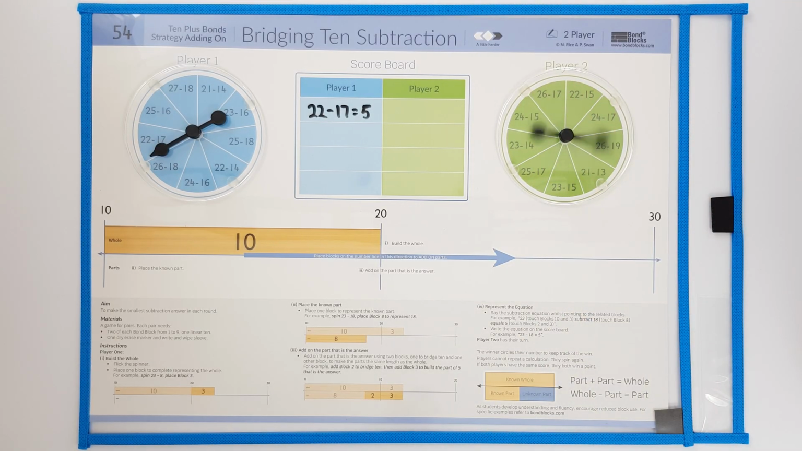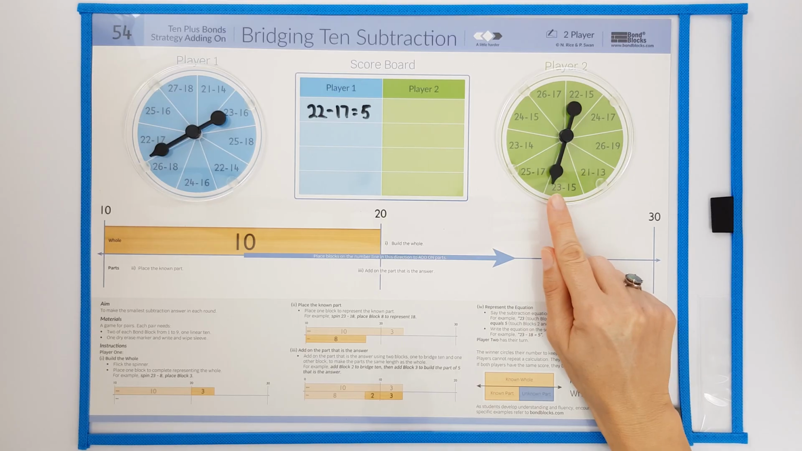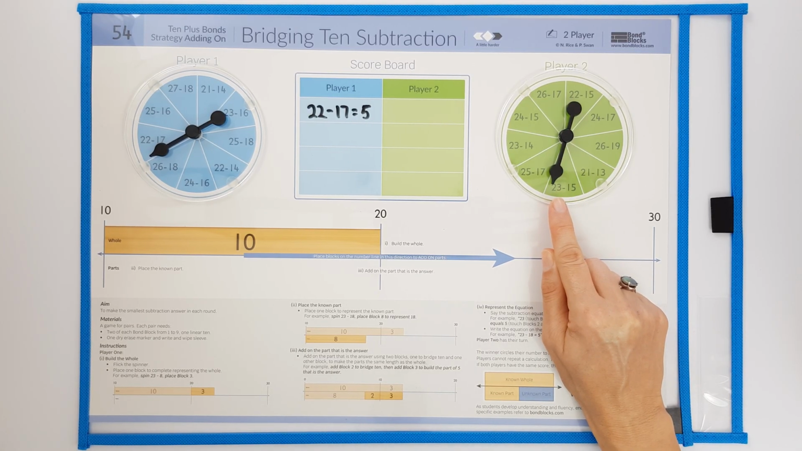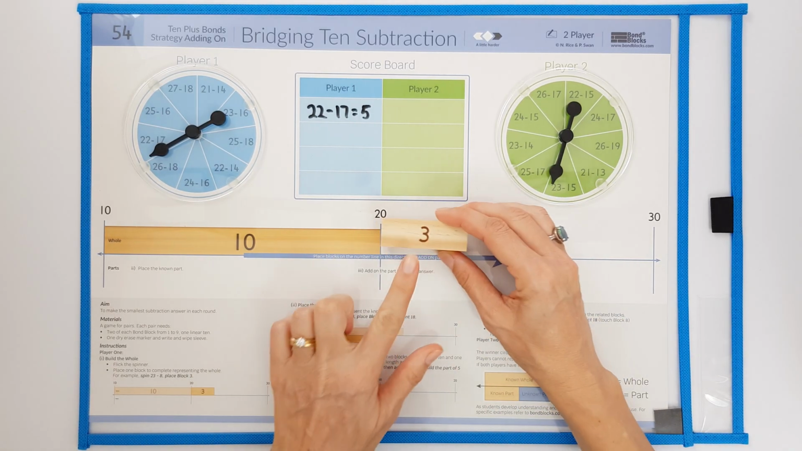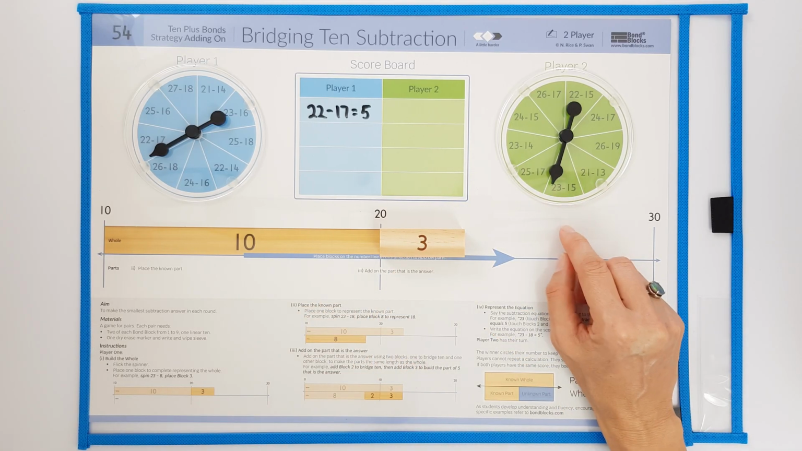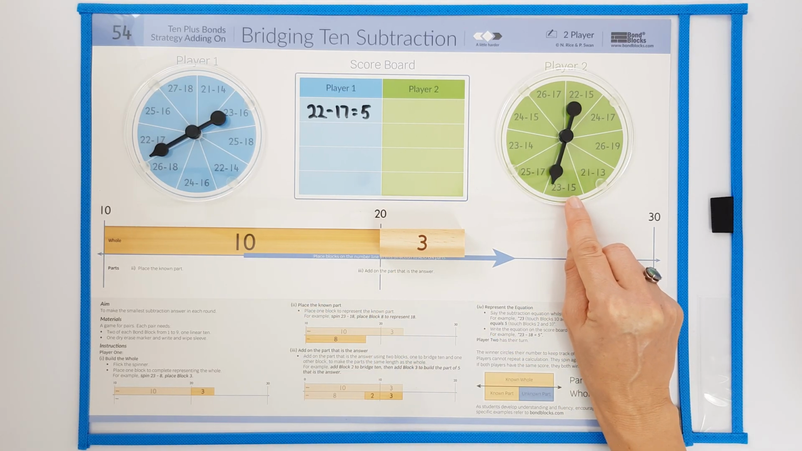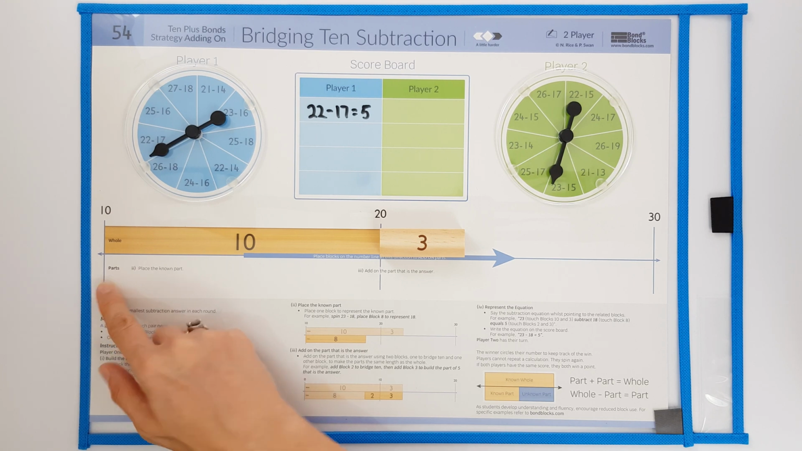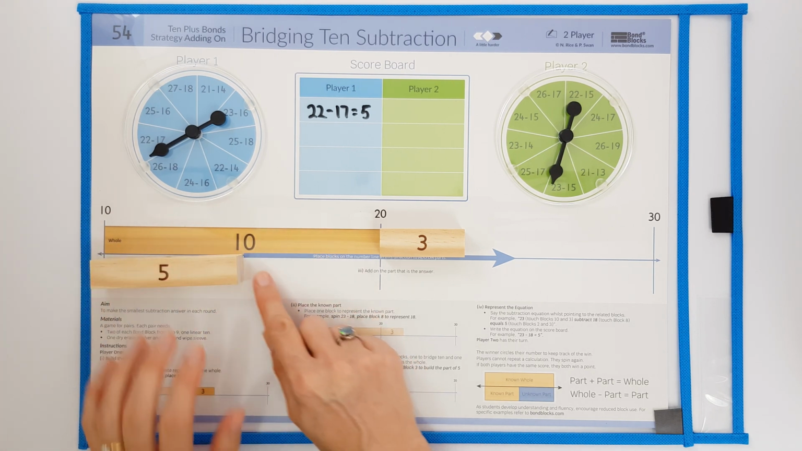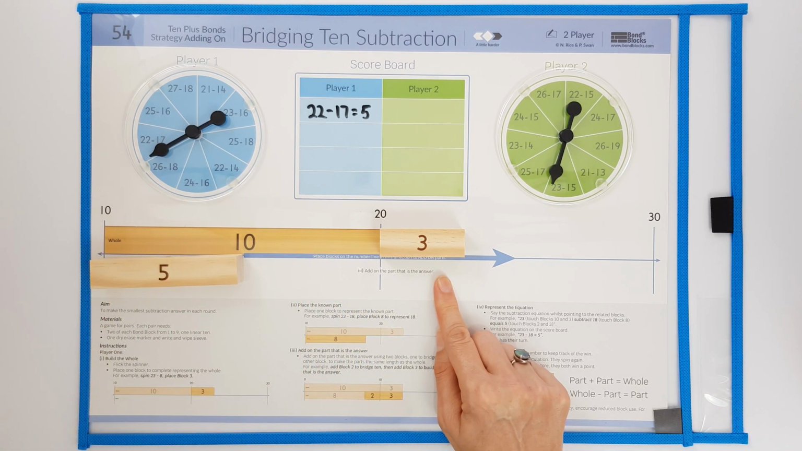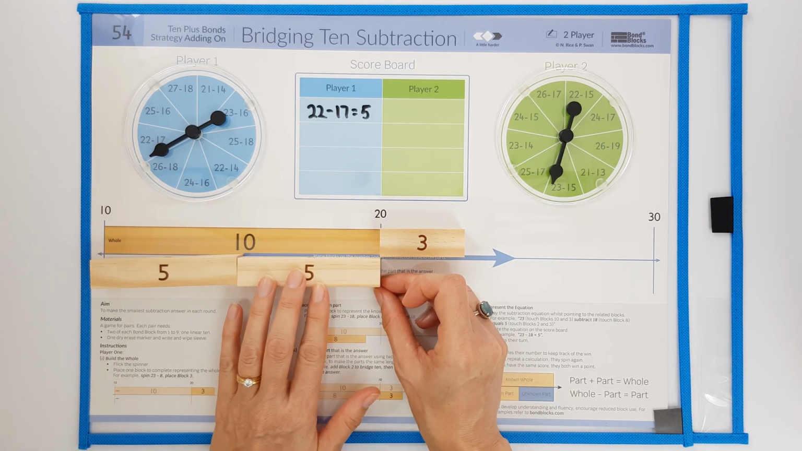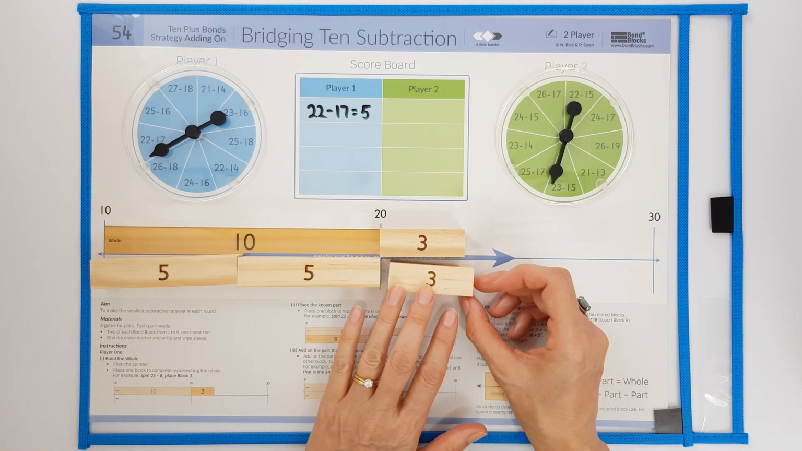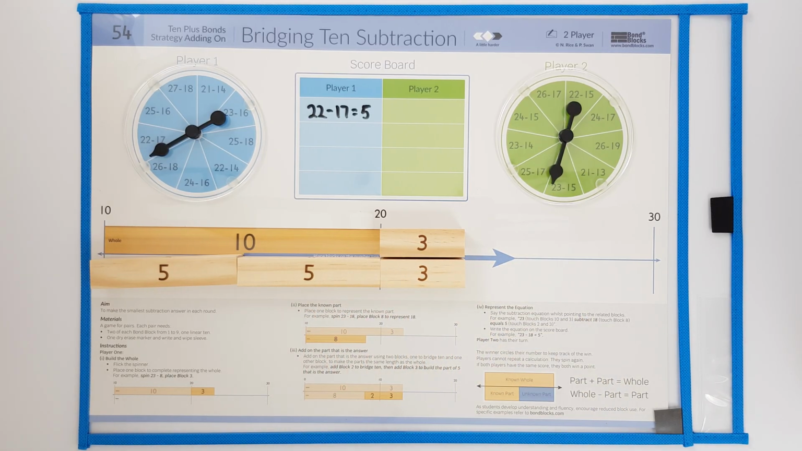Player 2 has their turn, and they spin 23 subtract 15. First they build the whole of 23. They then represent the part that they know of 15. We add on the part that will be the answer in 2 blocks. 1 block to bridge 10 to 20, and 1 more block to make the parts equal to the whole.